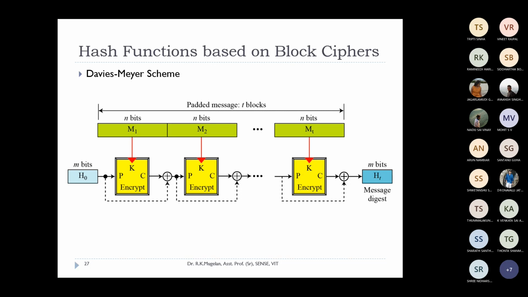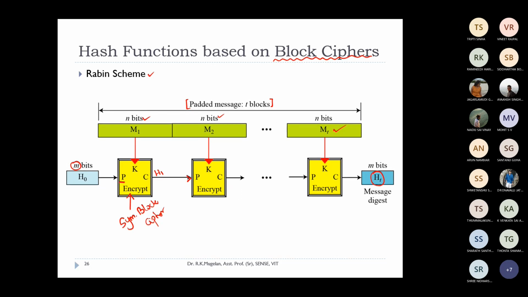Sir, for the previous one, can we use different symmetric block cipher techniques for each block? No, you have to use the same. For example, if you're using AES here, you have to use the same AES for all the iterations. You can't change one block with another algorithm. That I'm speaking with respect to the Rabin scheme.